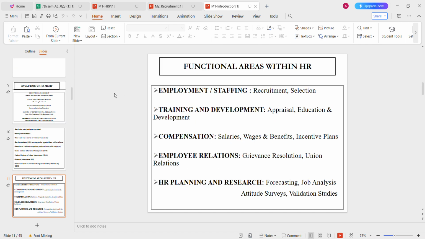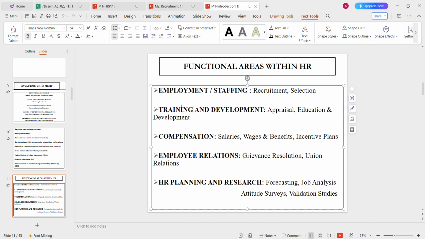And what are the functional areas within HRM? Basically, it is employing or staffing. Staffing means it's mainly related to the placement, the training, requirement as well as selection, right? Next, training and development field. So, see, HRM tries to fulfill the personal needs of an employee. They'll try to fulfill all the personal dreams of the employee.